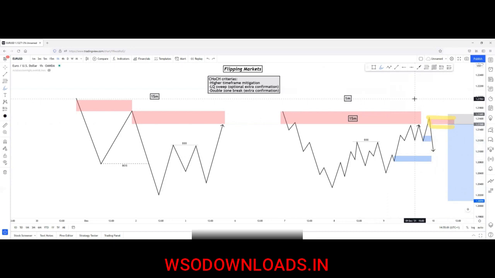So once again, the 3 criteria. The first one is unnecessary. I mean, it's necessary. The higher time frame mitigation, it has to happen. Without a higher time frame mitigation, it won't be a change of character. It will be just a liquidity sweep or anything like that. So it has to mitigate a higher time frame zone. The second one is a liquidity sweep. It's an optional extra confirmation. So it's a really good confirmation, and it almost has to happen. And the third one is the double zone break, and it's also an extra confirmation because you will be more sure about your trade and your position if it breaks through several zones, 2 or 3 zones.